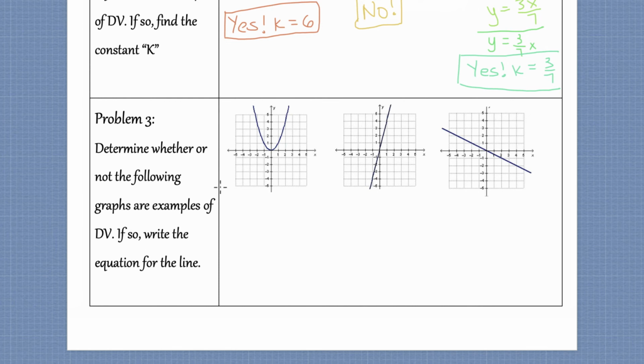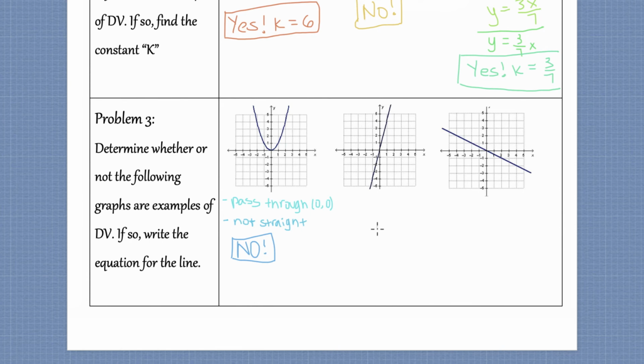So looking at our first one, we can see that it passes through the origin. But if we look at it, the shape of the graph is a parabola and it is not straight. So since it doesn't meet both requirements, we can say that no, it is not a direct variation graph.